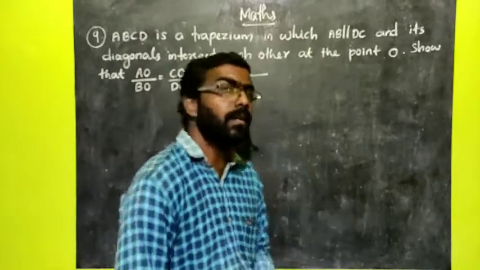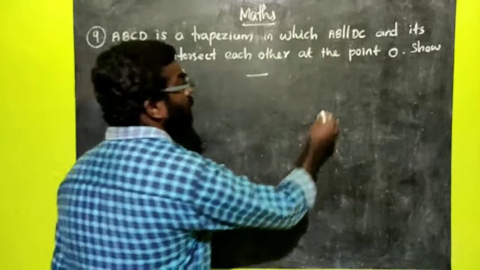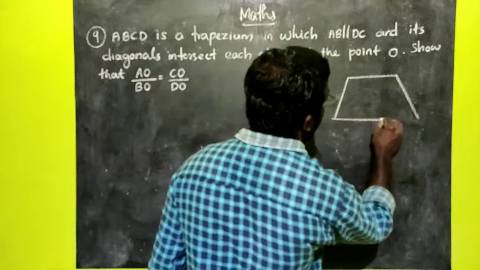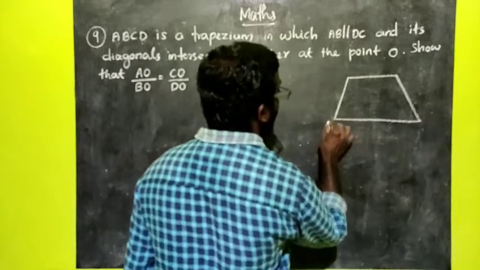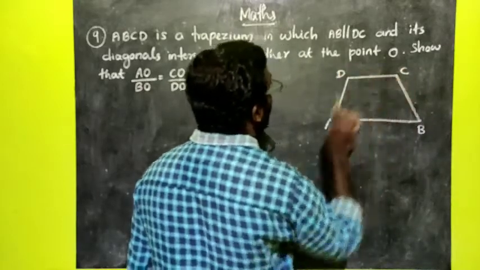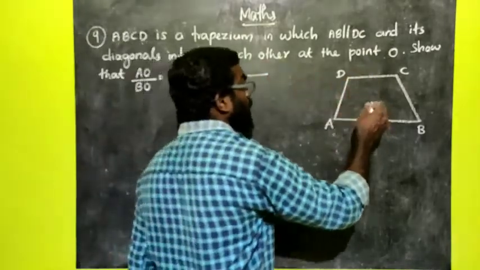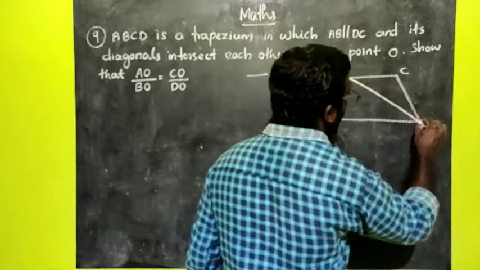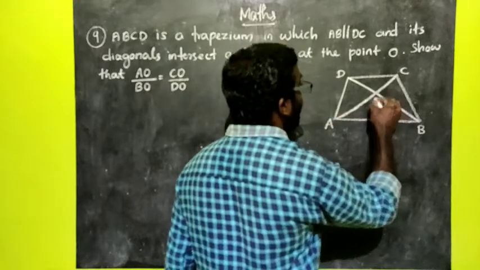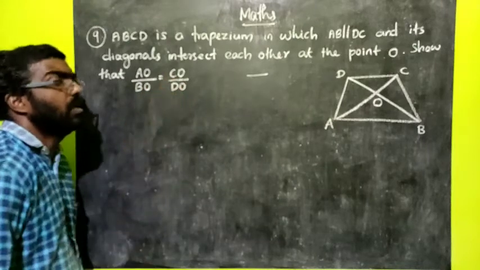Now we move on to question number 9. ABCD is a trapezium in which AB is parallel to DC. So we can consider a trapezium, name it as ABCD, in which AB and DC are parallel, and its diagonals intersect each other at the point O. So we can draw two diagonals, AC and BD, which intersect at the point O. Show that AO by BO is equal to CO by DO.